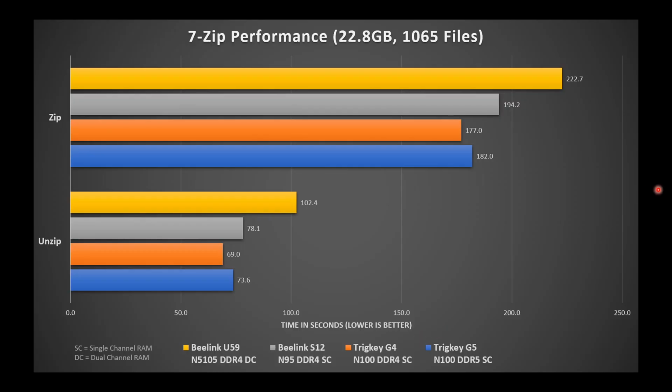Now for some desktop performance, we've got 7-zip, and basically took a folder consisting of 1065 files, total of 22.8 gigabytes, and timed the amount of time it took to zip and then unzip that package. So higher in this case is worse, lower is better because it's less time it took to compress and uncompress that file. And you can see here that the U59 with the Celeron N5105 was lagging behind a little bit from the other guys, but not by a significant amount.